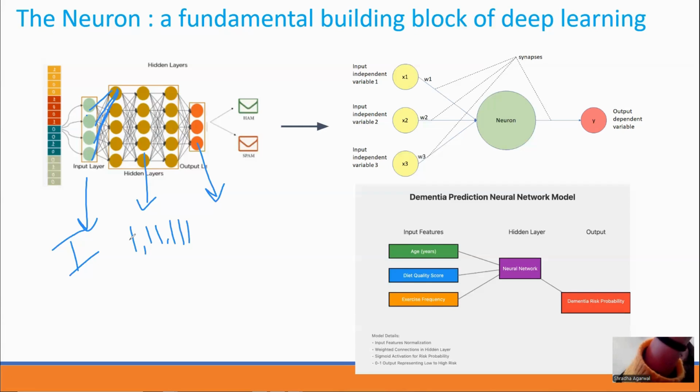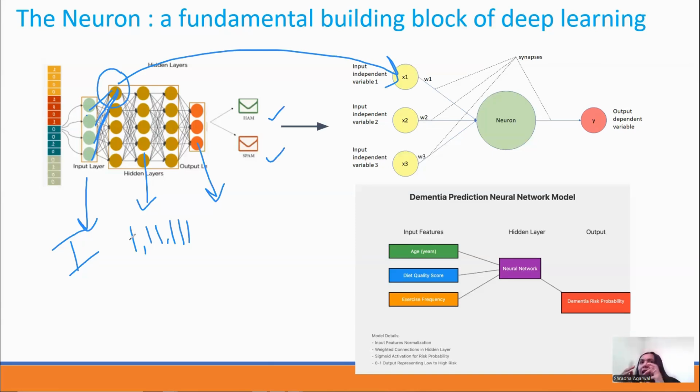So guys, now let us just zoom inside one neuron. So what is happening inside one neuron? Inside one neuron, it is definitely connected to input parameters. Now, these input parameters are independent features. And here, definitely, we are doing something called spam and ham classification.